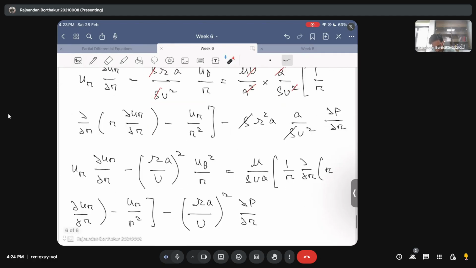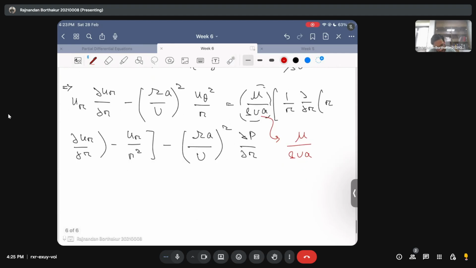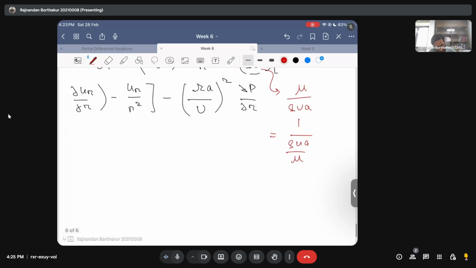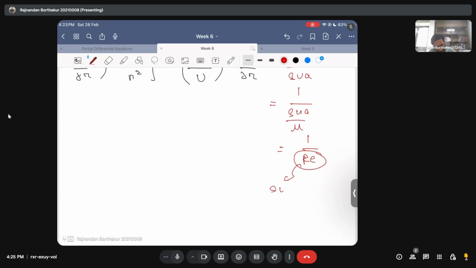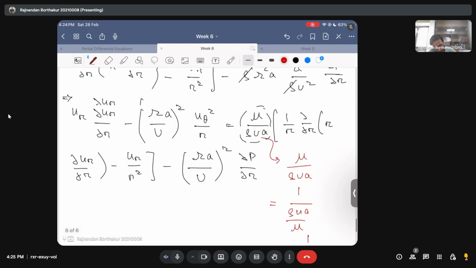It's a long equation, so it's a little bit difficult to keep track of the algebra. I hope you can see from this. All right. So now can you tell me what this is? So it is mu by rho UA. I can write this as 1 by rho UA by mu, and this is nothing but 1 by RE, and this RE is nothing but my suction Reynolds number, right? Which means I can then rewrite this equation as, so what I can do is I can represent this as 1 by RE.